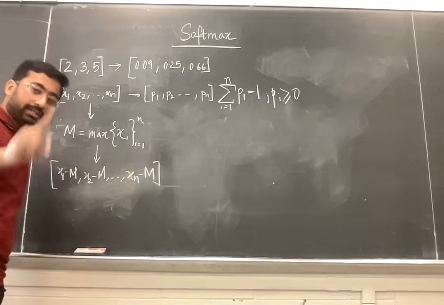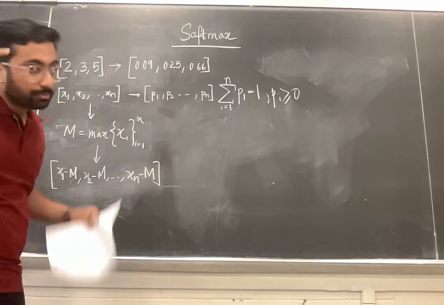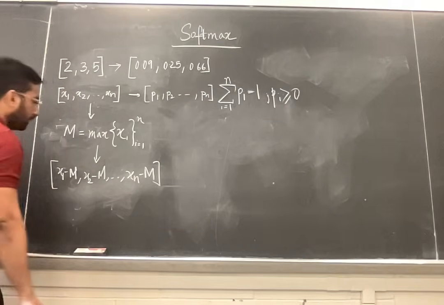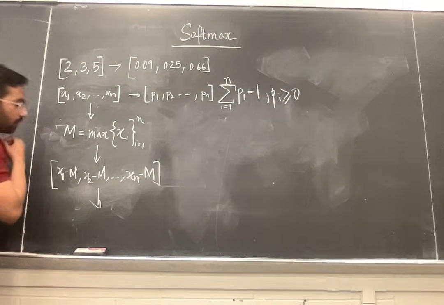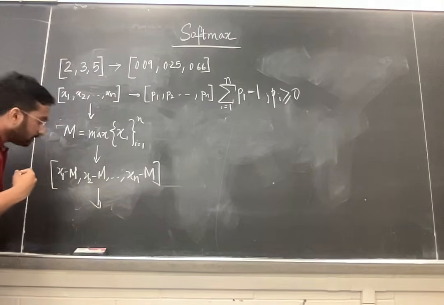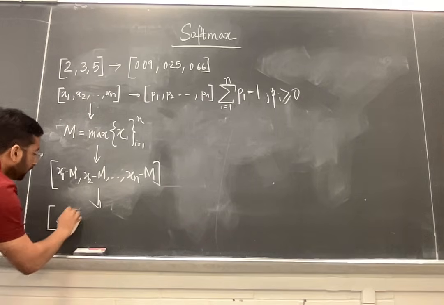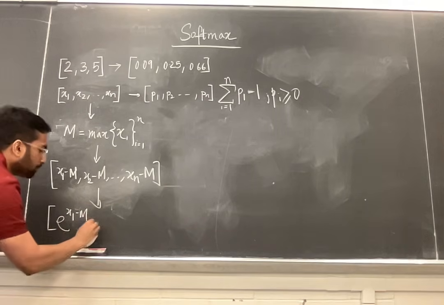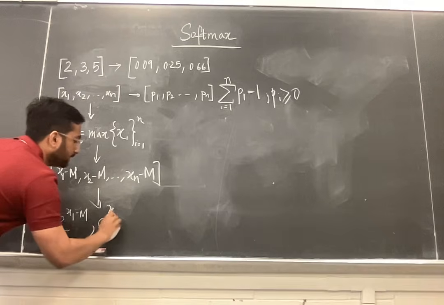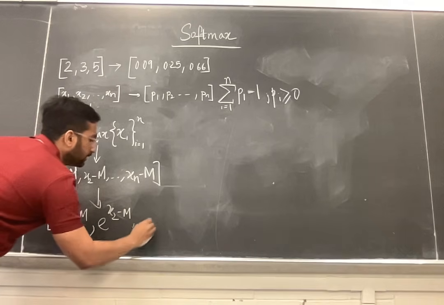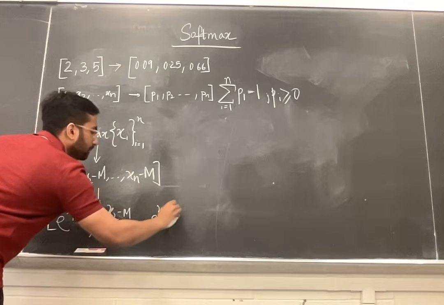It's requested that you take down notes because it helps you keep the context in your mind. Okay. And now we do the exponentiation. So we calculate e to the power x1 minus m, e to the power x2 minus m, ..., e to the power xn minus m.